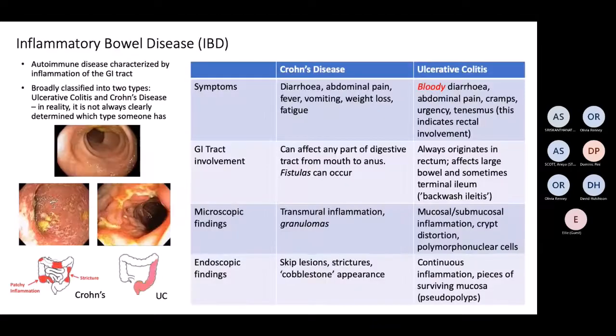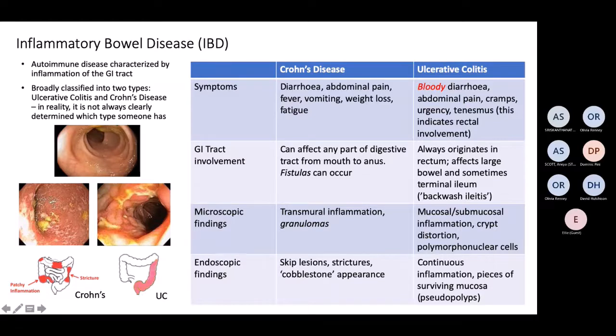So what is IBD? It's an autoimmune disease which is characterized by inflammation of the GI tract, and it's broadly classified into two types, ulcerative colitis and Crohn's disease. In medicine, those two conditions are very distinguished, but when you meet patients in real life, sometimes it's not quite clear which one they've got. Some of the symptoms can overlap in real life.